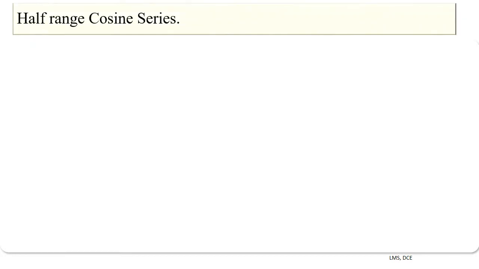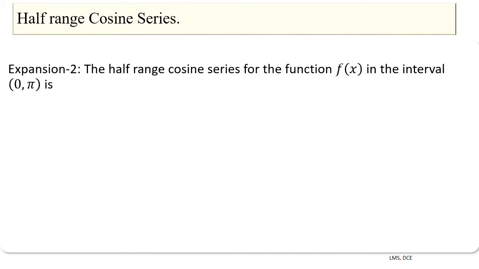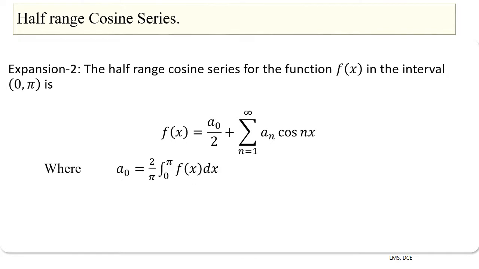The second expansion is as follows. The half-range cosine series for the function f of x in the interval 0, pi is f of x equal to a0 divided by 2 plus summation n from 1 to infinity an into cos nx, where a0 is equal to 2 divided by pi integral 0 to pi f of x into dx, and an is equal to 2 divided by pi integral 0 to pi f of x into cos nx into dx.